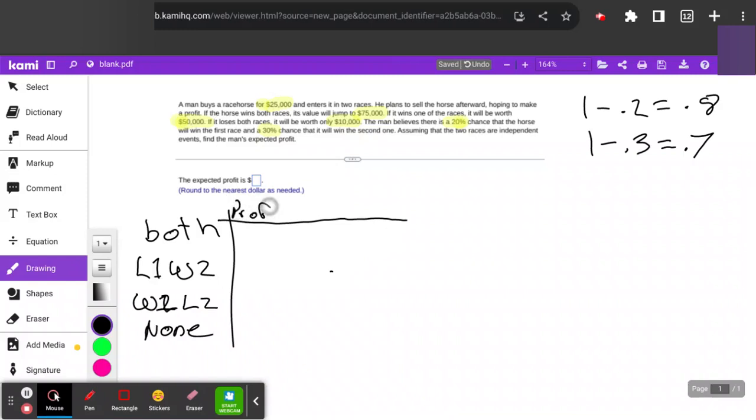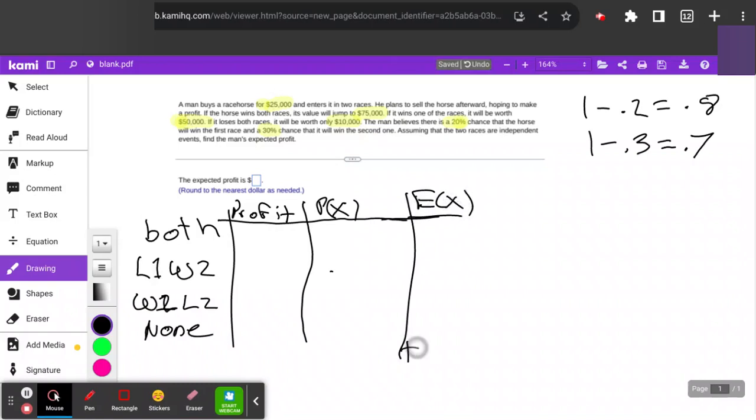Now we need to put the profit first. Sorry, my handwriting is really bad. And also, I don't like the way this Chromebook is. Anyway, so the probability of, let's just say X, which is the probability of this profit. And then we can add the expected value, which we're going to add down here.